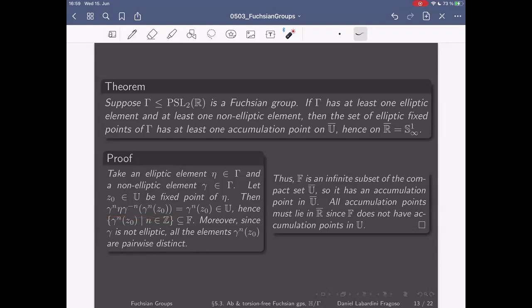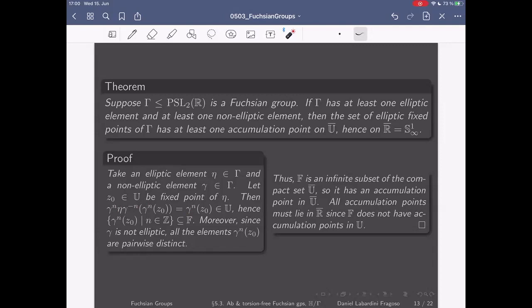So we conjugate eta with gamma n times, and what do we get if we apply that to gamma to the n z naught? Here gamma to the minus n and gamma to the n cancel to give the identity. Then z naught is a fixed point for eta, and we just get gamma to the n z naught. So this still lies in U.